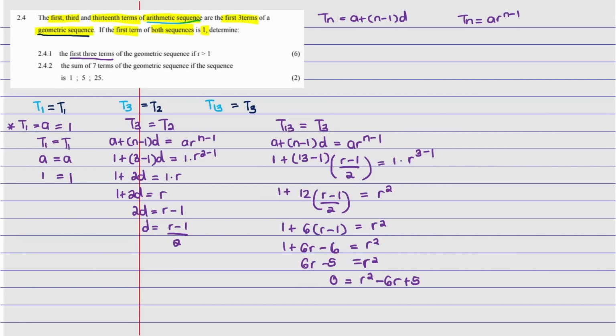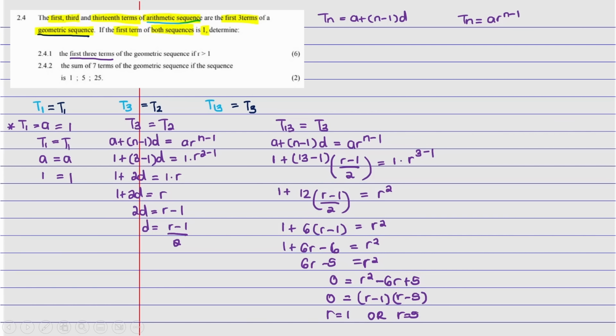Factorize this. When we factorize it, we're going to have the following. We're going to have the fact that (r minus 1), and this one is going to be (r minus 5), right? So that is going to be the same as r is equal to 1 or r is equal to 5.